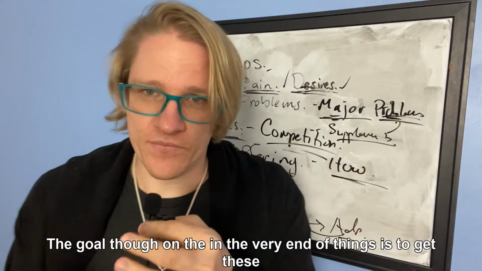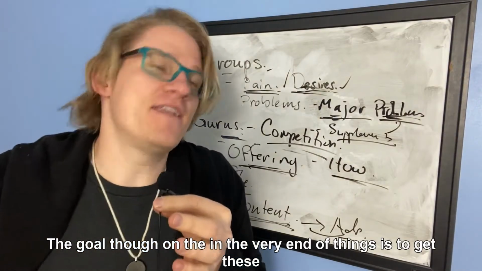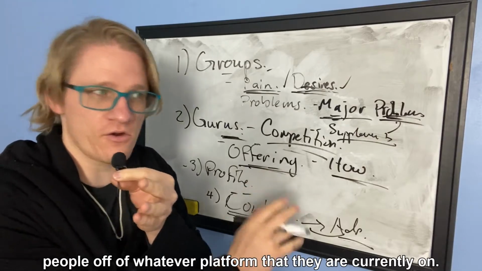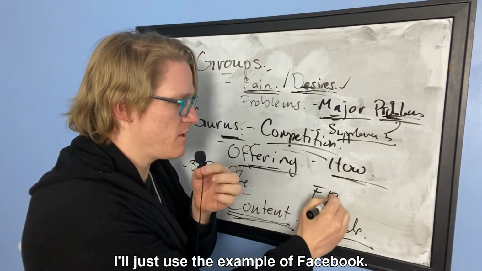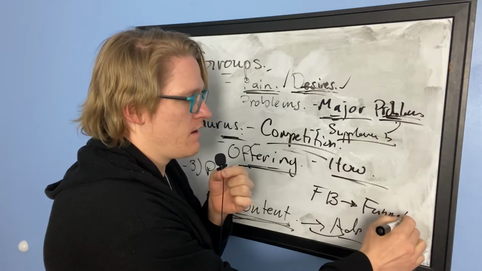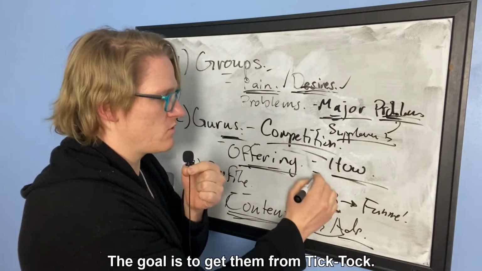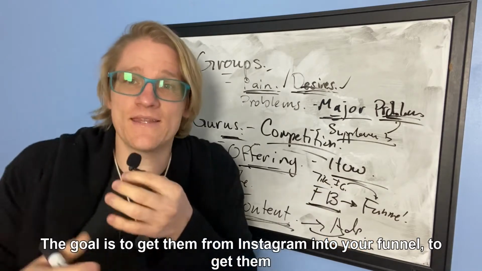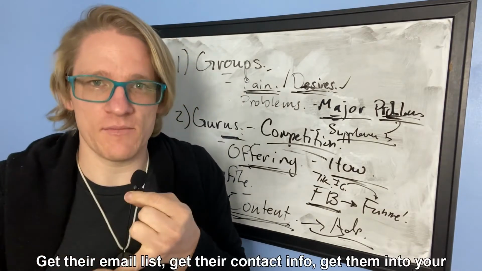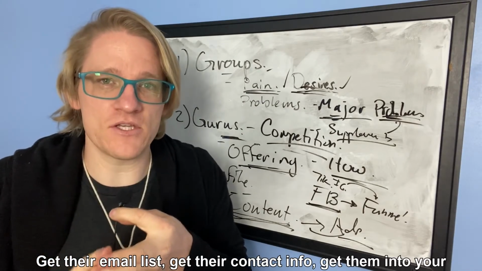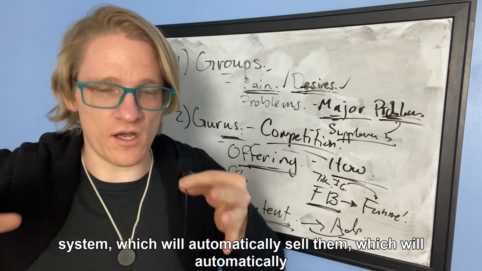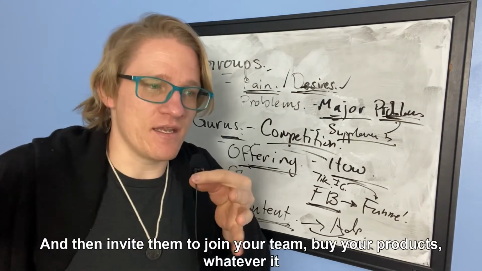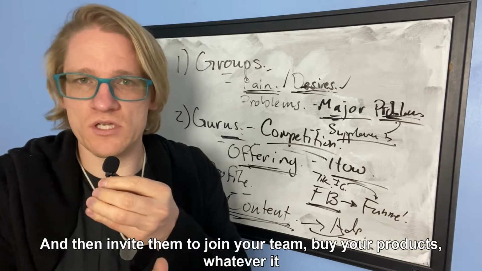The goal, though, in the very end of things, is to get these people off of whatever platform they are currently on. I'll just use the example of Facebook. The goal is to get them from Facebook. The goal is to get them from TikTok. The goal is to get them from Instagram into your funnel, to get them into your system. Get their email list, get their contact info, get them into your system, which will automatically sell them, which will automatically start to educate them and warm them up, and then invite them to join your team, buy your products, whatever it is.